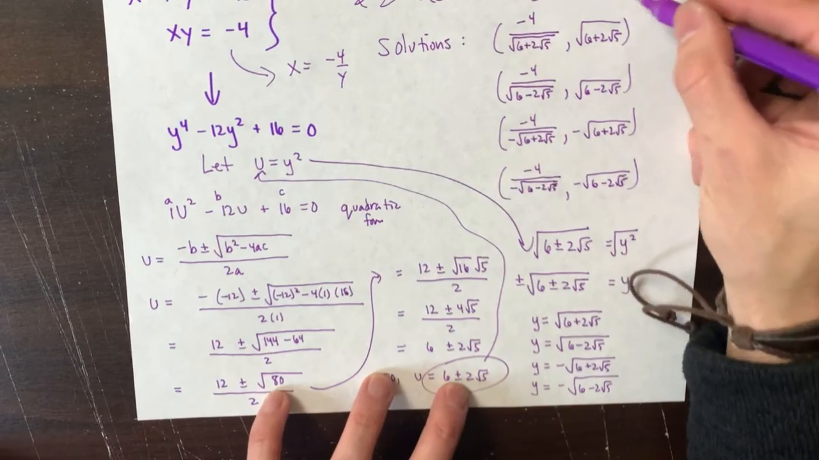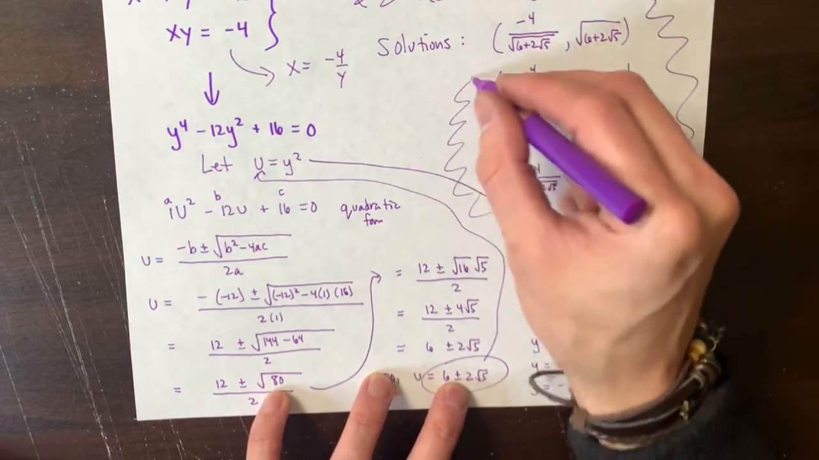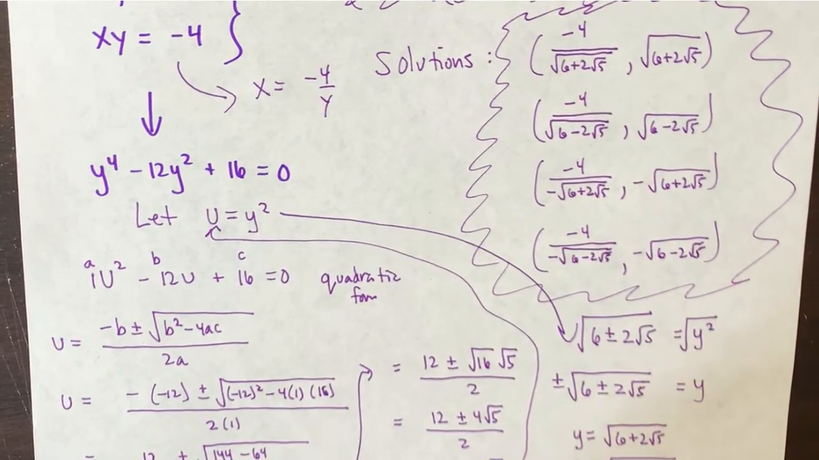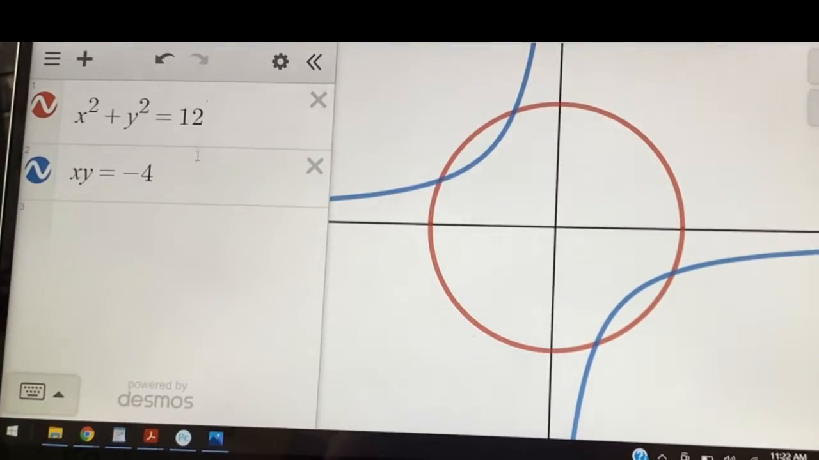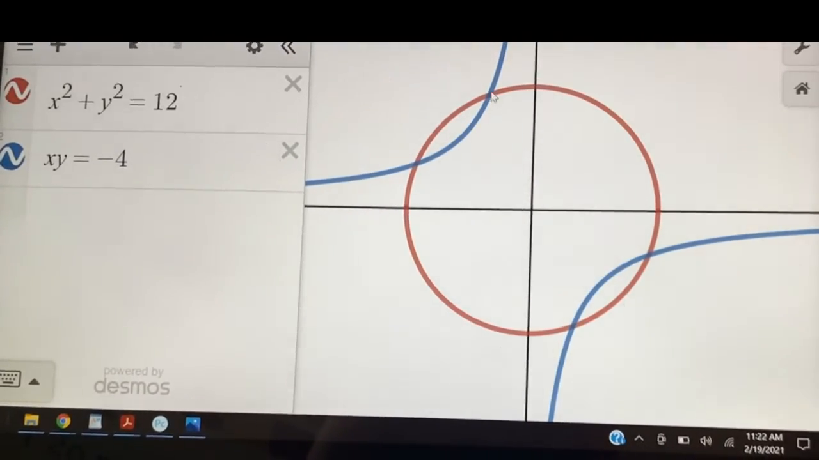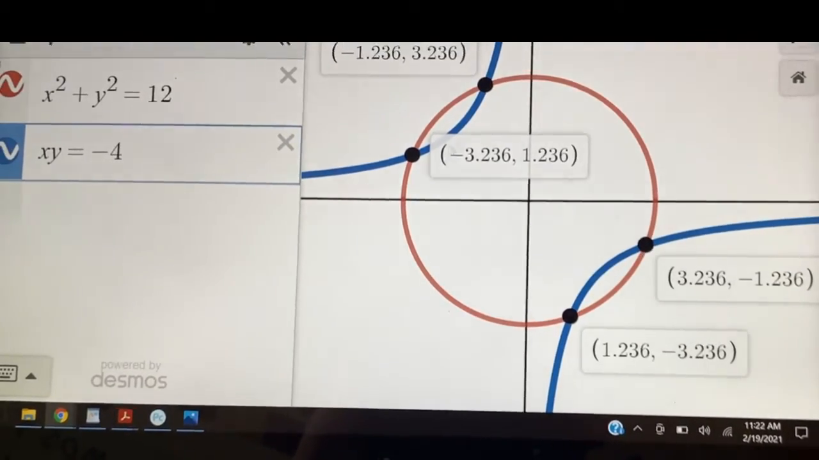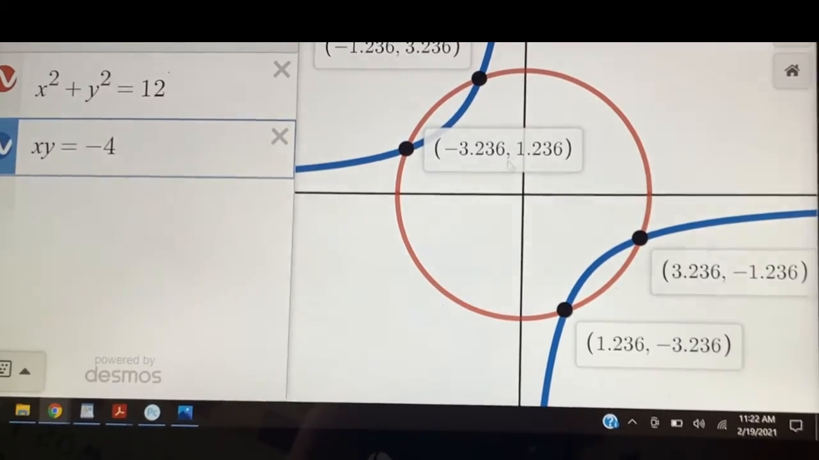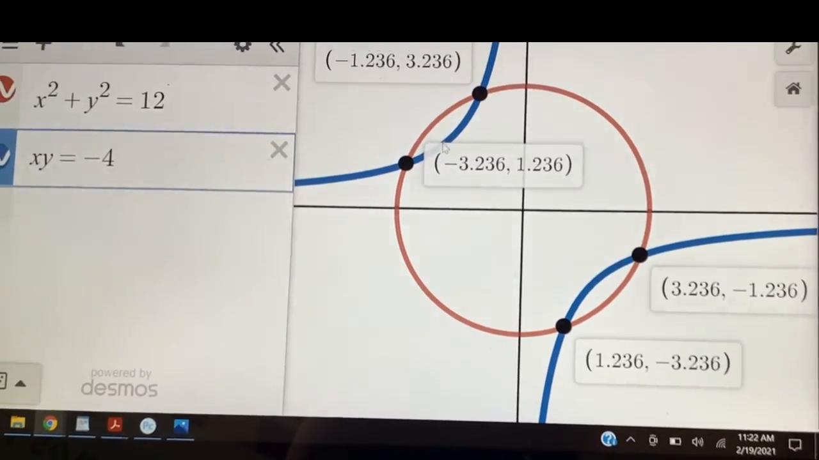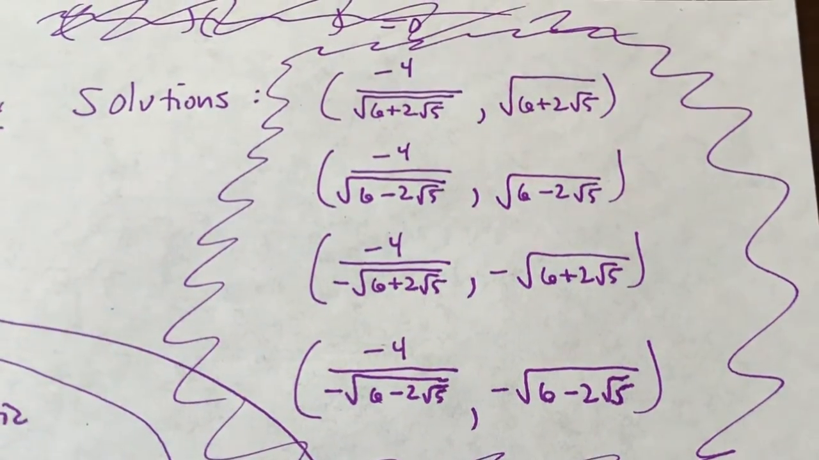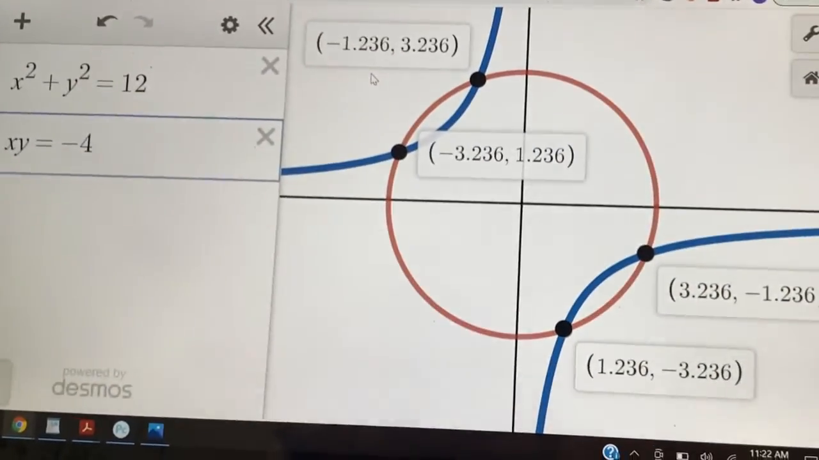So I propose that these 4 ordered pairs are the exact solutions to this system of equations, and here's sort of my backup. So check this out. I typed in the 2 equations there, and here's the graph, and you can see that they make contact 4 different times. That means that this system has 4 solutions. Here on Desmos, these are just decimal approximations. If you want the exact numbers, then they are what we discussed here a moment ago. So these are the exact solutions right there, and these are the decimal approximations of those solutions.